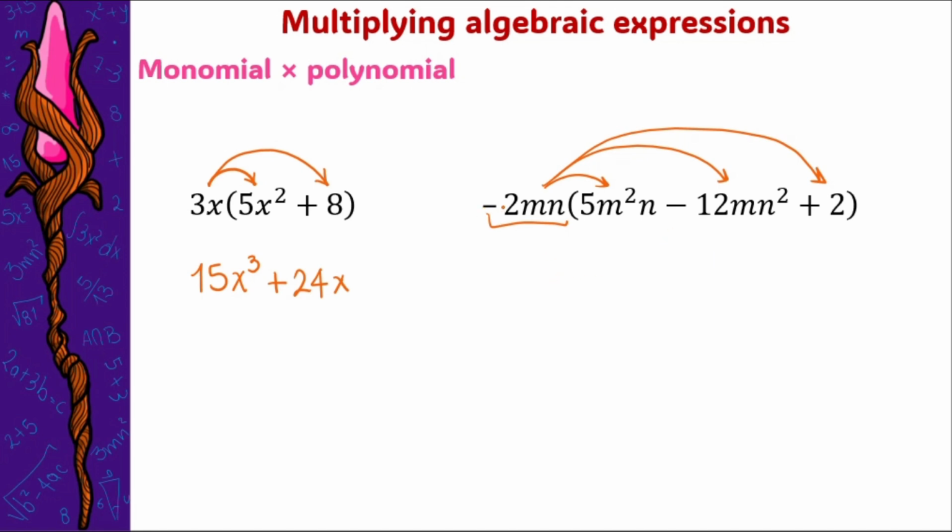Let's see. Minus 2 times 5 is minus 10. M times m to the square is m to the cube. N times n is n squared. Minus 2 times minus 12 is positive 24. M times m, m to the square. N times n squared is n to the cube. And finally, times 2. Minus 2 times 2 is minus 4. This one doesn't have any variables, so it's just copying the same variables of this one. So m, n. And this would be the result.